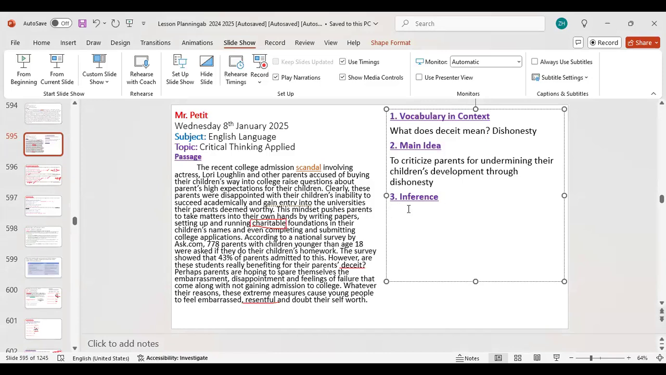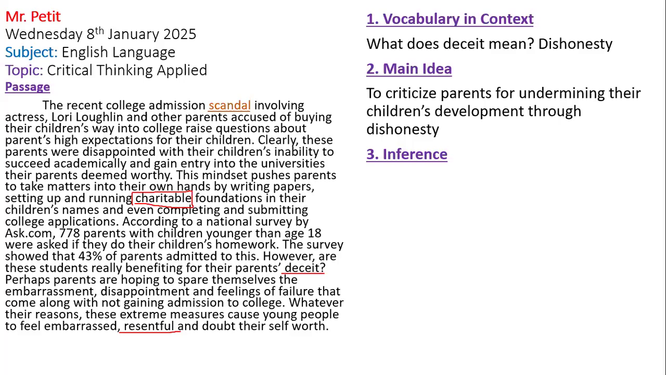So the question is, the author implies that students whose parents take dishonest actions on their behalf are more likely to what? A, feel embarrassed and doubt their self-worth. B, succeed academically but struggle socially. C, appreciate their parents' effort despite ethical concerns. Or D, fail to gain admission to college despite their parents' attempts.